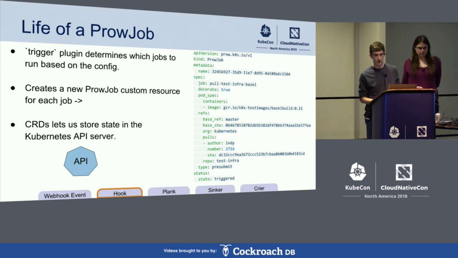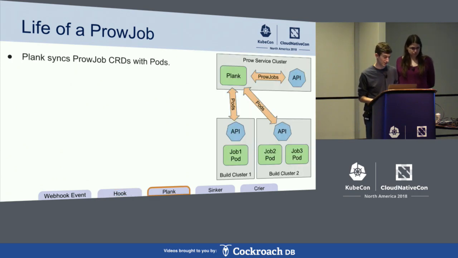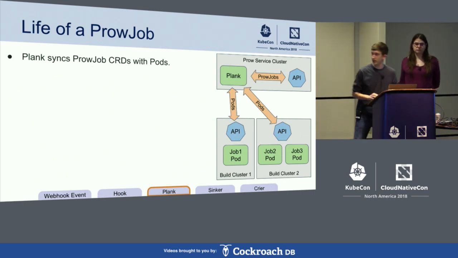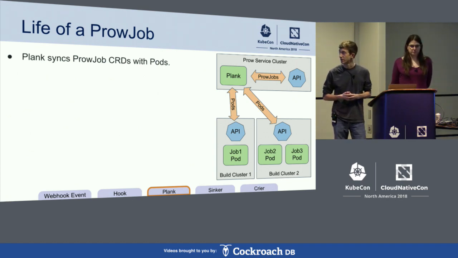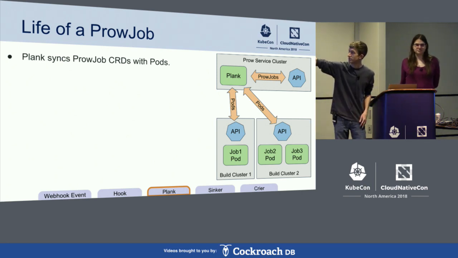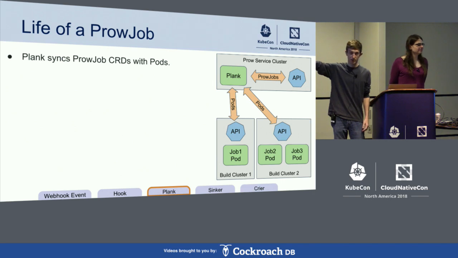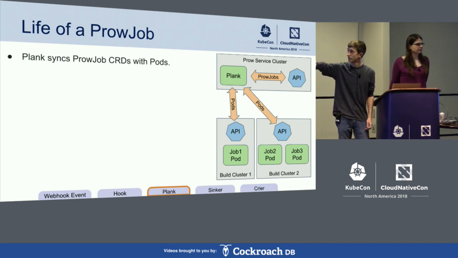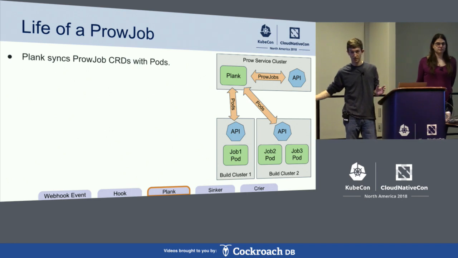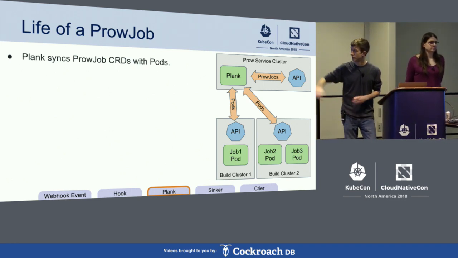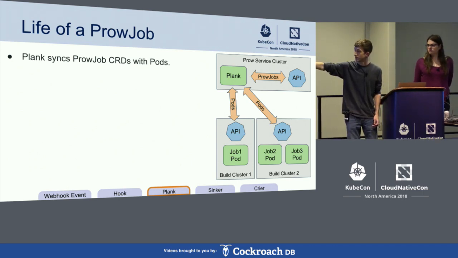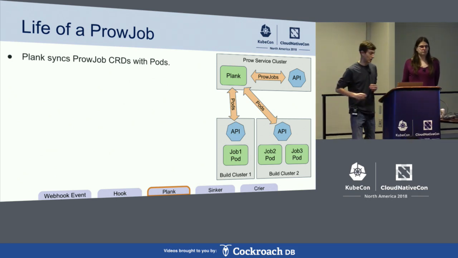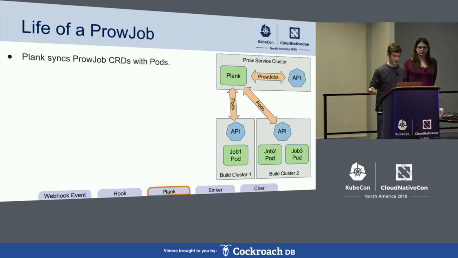So now Trigger has created these ProwJob resources and stuck them in the API server. And Plank can come along. And Plank is a controller that's responsible for the main lifecycle of the job. So this is the thing that will actually have the job execute. So the way that this works is Plank runs inside of the Prow service cluster. And because all those ProwJobs are in the API server, it's syncing them from the API server and comparing them to the pods that it is seeing in other build clusters. So the other build clusters are where we're going to run the jobs. And you can see that the pods for those jobs are running in the clusters. And we are essentially trying to synchronize the ProwJobs that we've identified with the pods that exist in the real world.